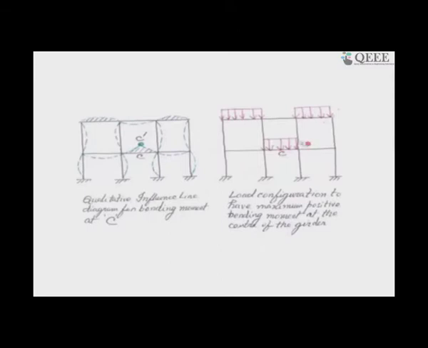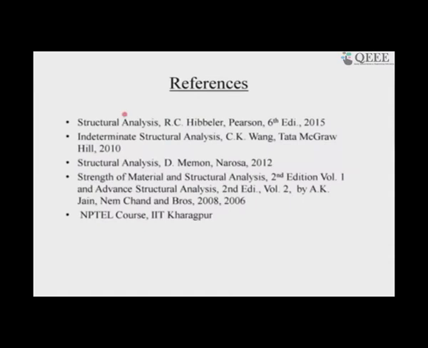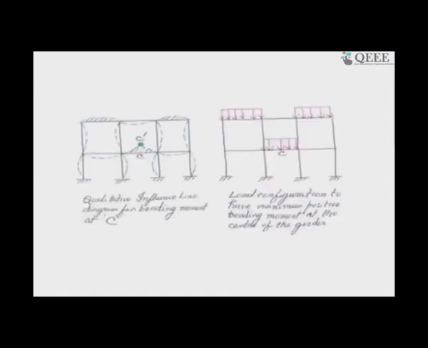If you load it here and here, then the bending moment will be balanced and you will not have the maximum sagging moment here. Of course, you will have some other effects, like the column load will increase, but that is a different story. So, that is it, I have nothing more to say.